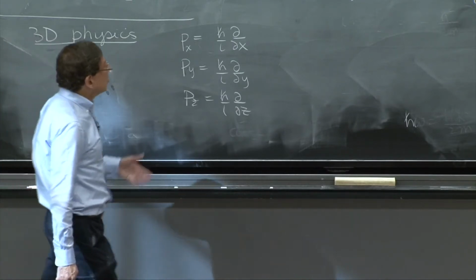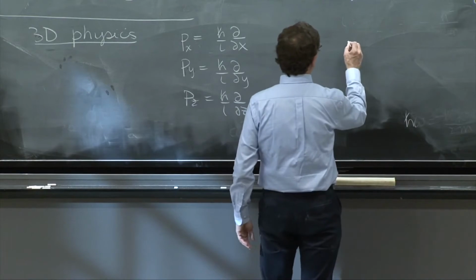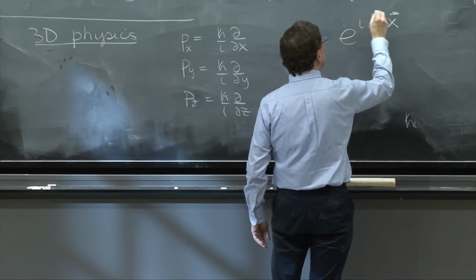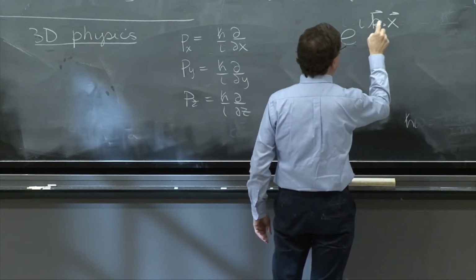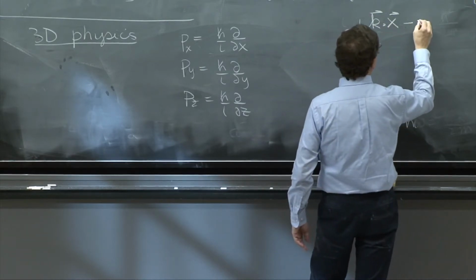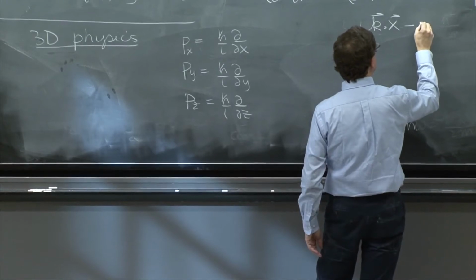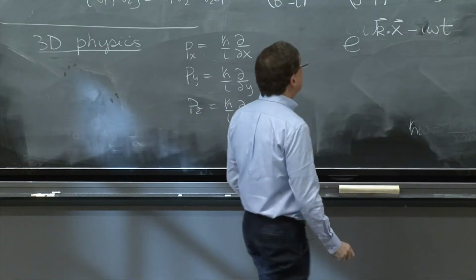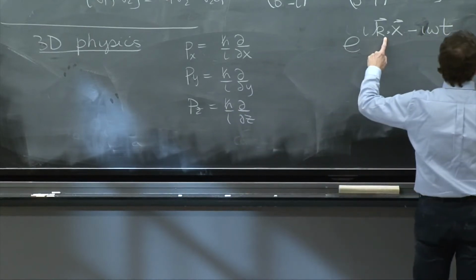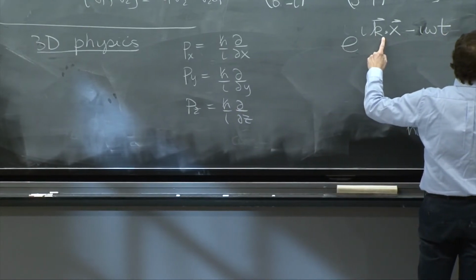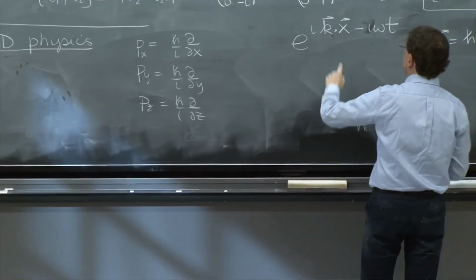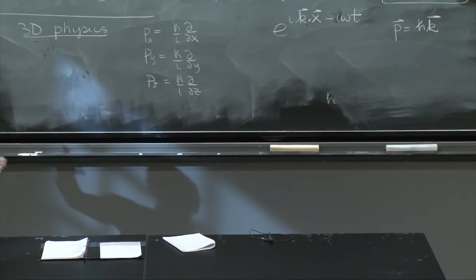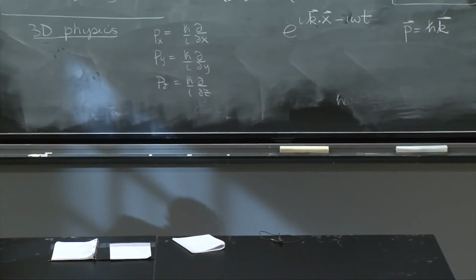And this corresponds to the idea that if you have a wave, a de Broglie wave, in 3 dimensions, you would write e to the i(k·x minus omega t). And the momentum would be equal to h bar k vector, because that's how the plane wave works. That's what de Broglie really said. He didn't say it in 1 dimension.